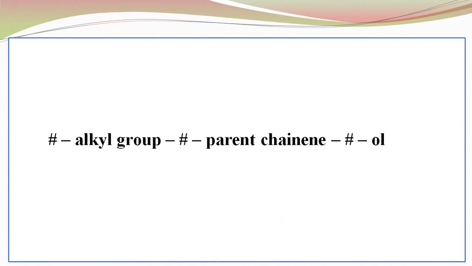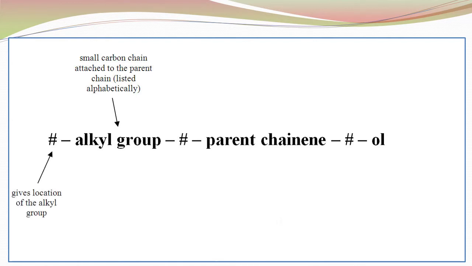So inside your notes, I have given you a generic outline for what a complex organic molecule looks like, the order that everything is placed in. If we have small carbon chains, they come first. They're listed alphabetically, and there's a number that precedes each one of them to tell us where on that long carbon chain they will be located. Right after our alkyl groups, we have the name of the parent chain. That's the longest chain of carbons.